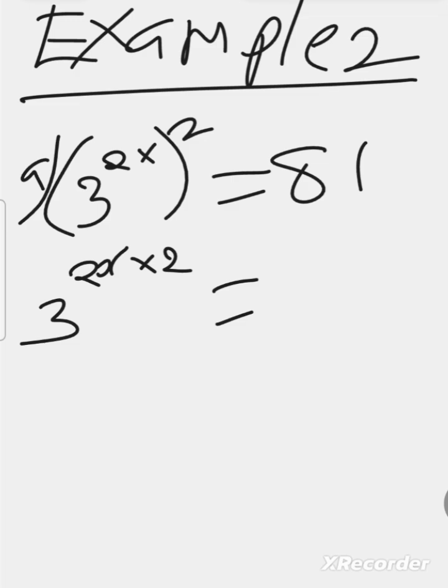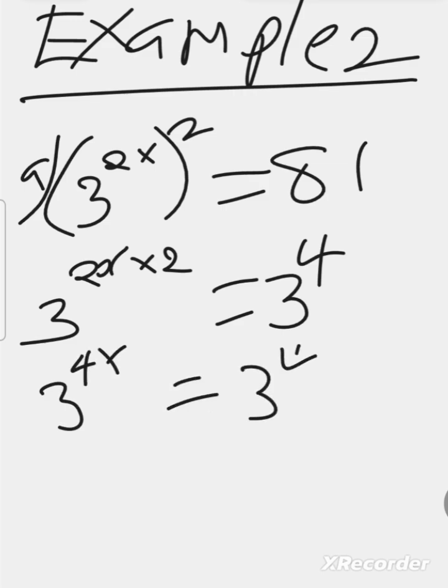This is the same as, if you change 81 in index form, it will be the same as 3 power 4. So if you don't know how to change this in power form, you can use a calculator and you will be able to get the power form of 81. In other words, changing 81 in index form. So 2x times 2 will be 4x. So this will be 3 raised to 4x, which is the same as 3 power 4.